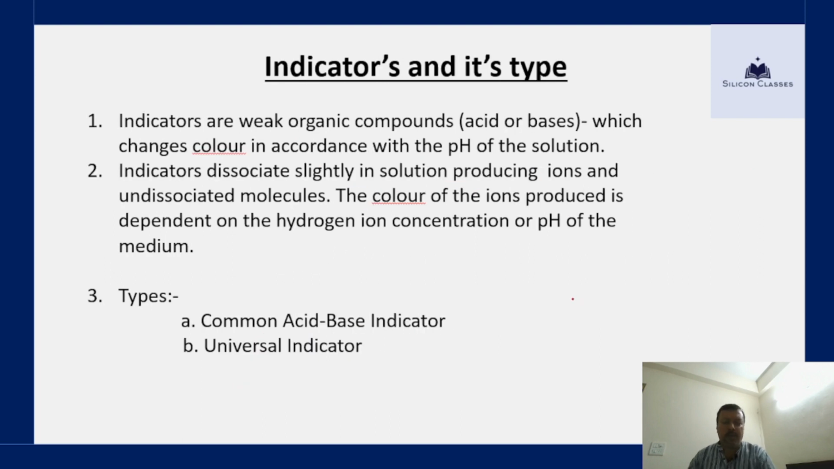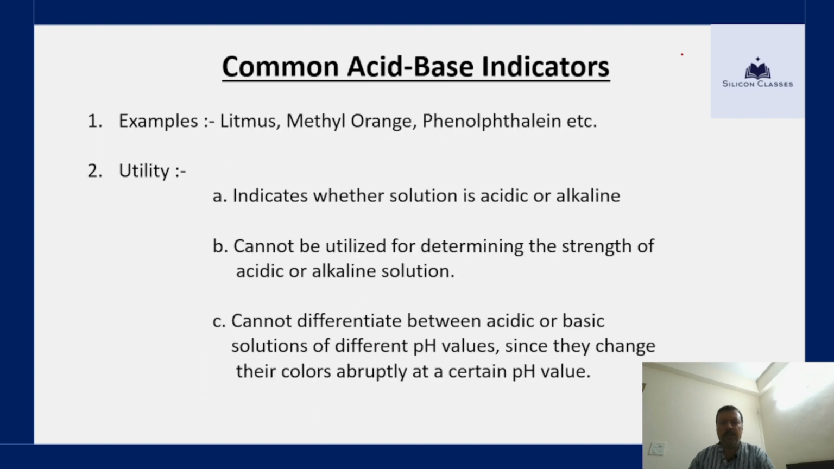Now we are coming to indicators and their types. Indicators are weak organic compounds, acids or bases, which change color in accordance with the pH of the solution. Number 2. Indicators dissociate slightly in solution, producing ions and undissociated molecules. The color of the ions produced is dependent on the hydrogen ion concentration or pH of the medium. There are two types of indicators: A. Common acid-base indicator and B. Universal indicator.